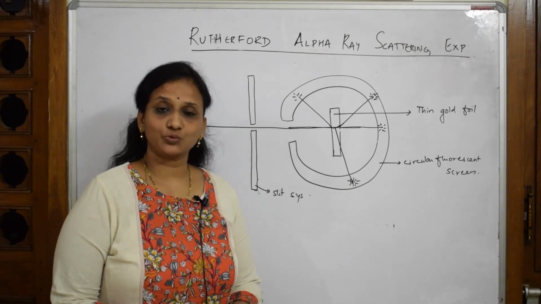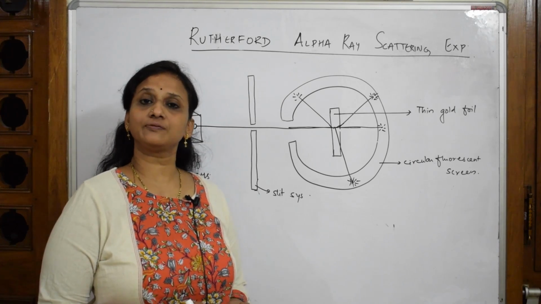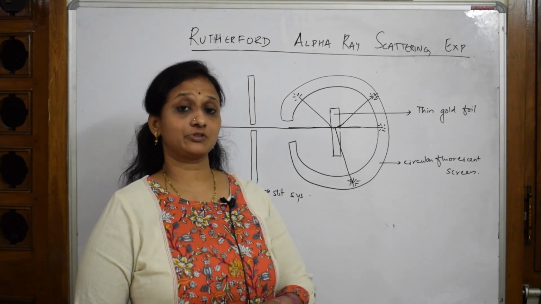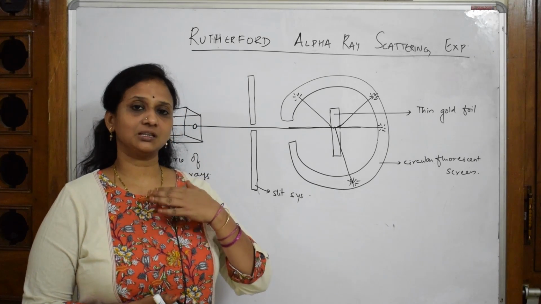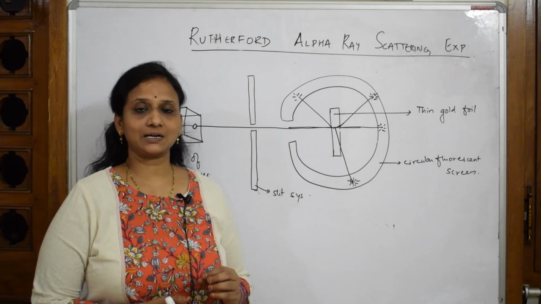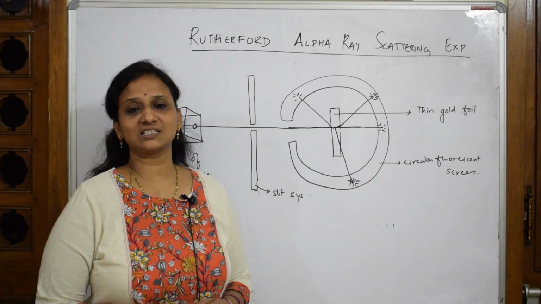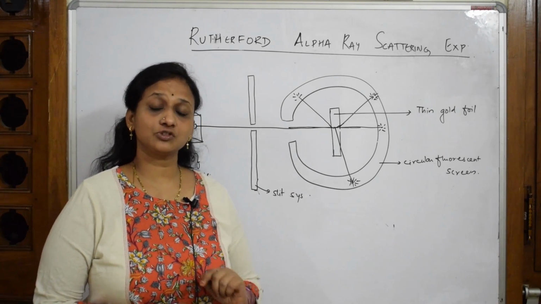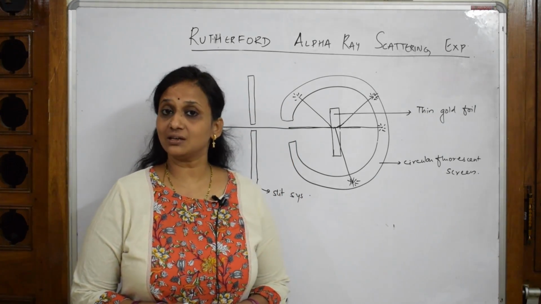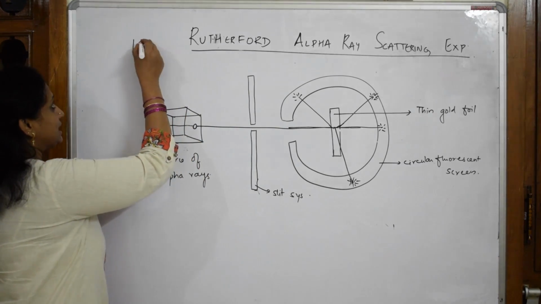Right. So after Thomson's atomic model, next came Rutherford's alpha ray scattering experiment. Compared to the failures, the maximum discovery about the atom, the nucleus, and the complete conclusions on the formation of orbits inside the atom, how the electrons move inside the atom, all these observations were given by Rutherford. He did his experiment in the year 1911.